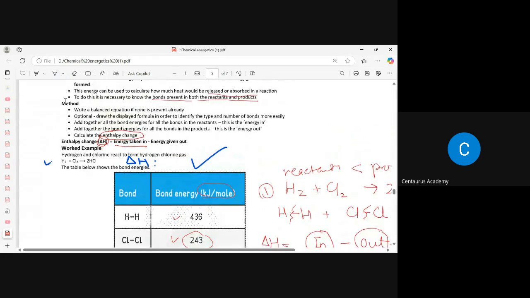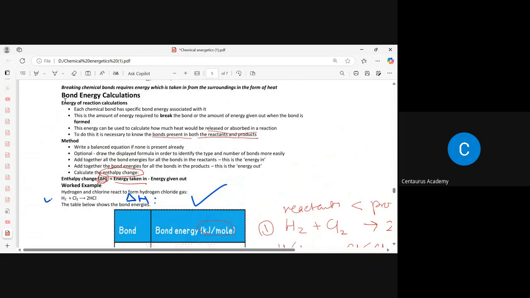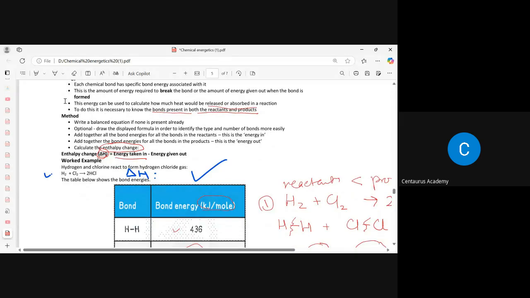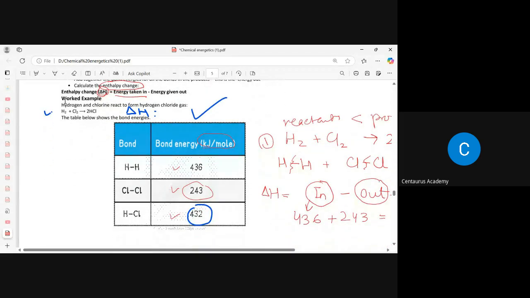Whenever you start these calculations, you must always have a chemically balanced equation. The chemically balanced equation will be provided by the examiner, and you will be asked to find the enthalpy change, that is the delta H value. And then you will be asked to determine whether the reaction is an exothermic process or an endothermic process.